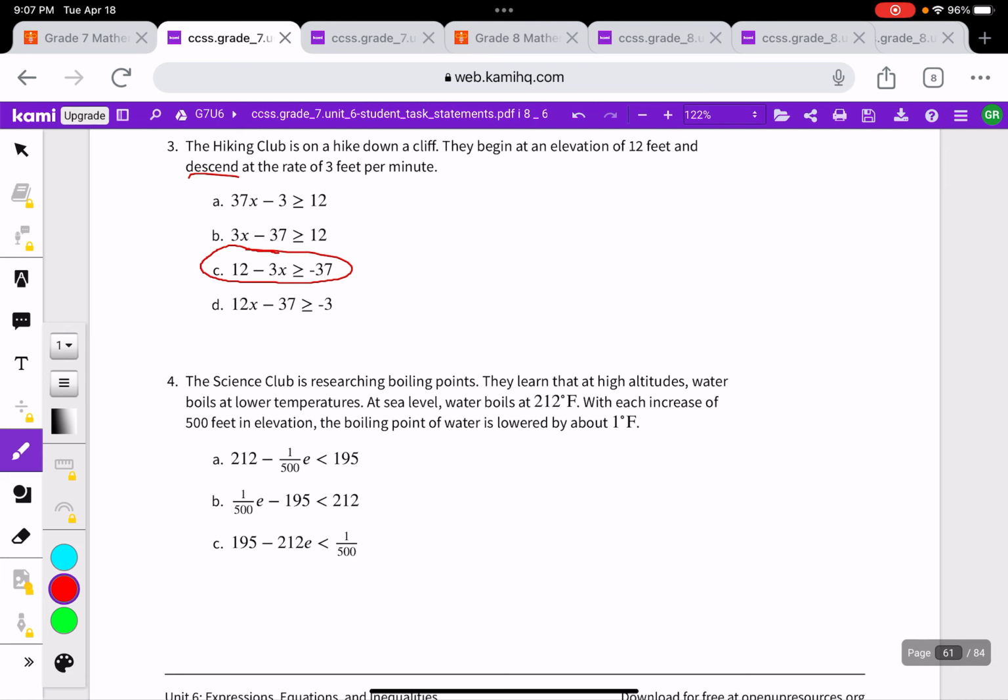And then finally, the science club is researching boiling points. They learned that at high altitudes, water boils at lower temperatures. At sea level, water boils at 212 degrees Fahrenheit. With each increase of 500 feet in elevation, the boiling point of water is lowered by about 1 degree Fahrenheit. And this is totally true.